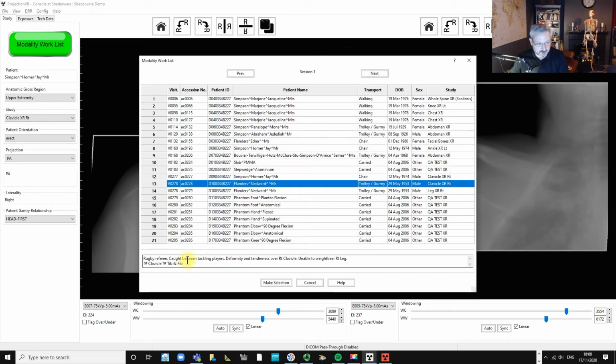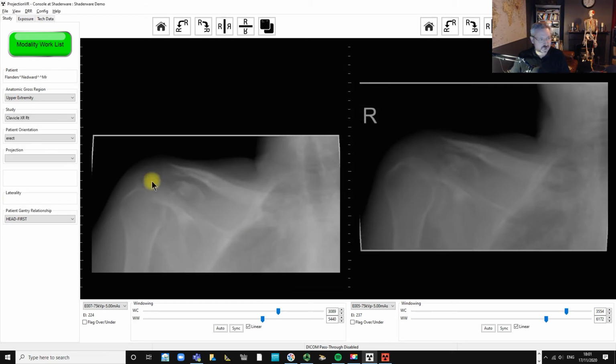Okay, so this is a rugby referee caught between tackling players. Deformity and tenderness over right clavicle, unable to bear right leg, query fracture clavicle, query fracture tib and fib. So he's not going to be able to stand up for us because he's also querying a fracture of his tib and fib. So what we'll do is we'll just X-ray his clavicle, and instead of being erect, well, it doesn't have an option for him not to be erect. So we're going to have to make something up.